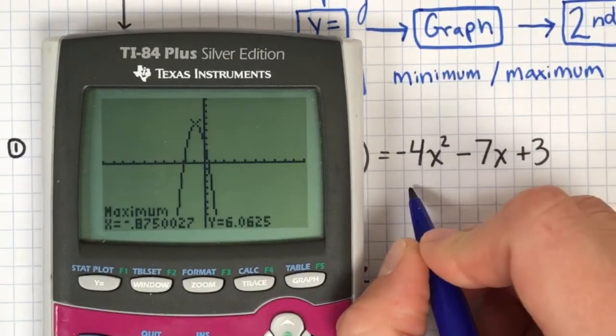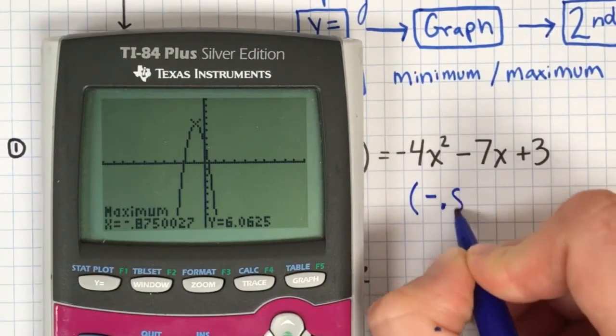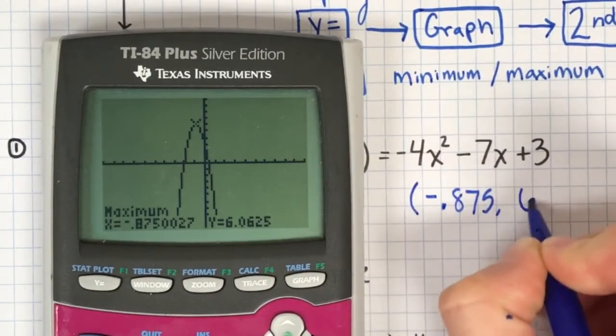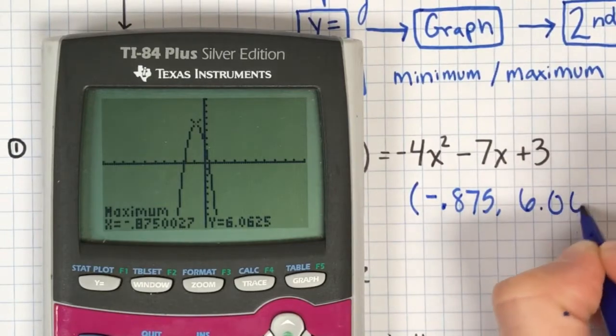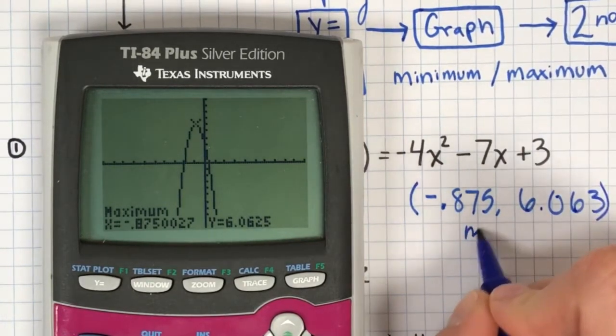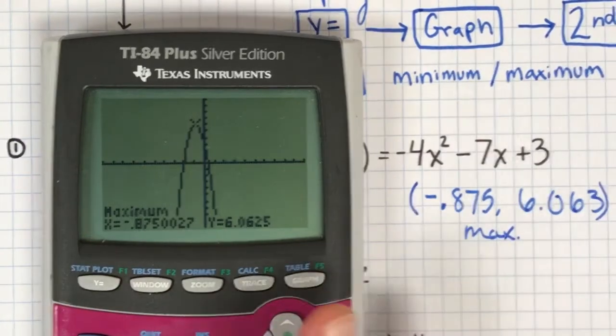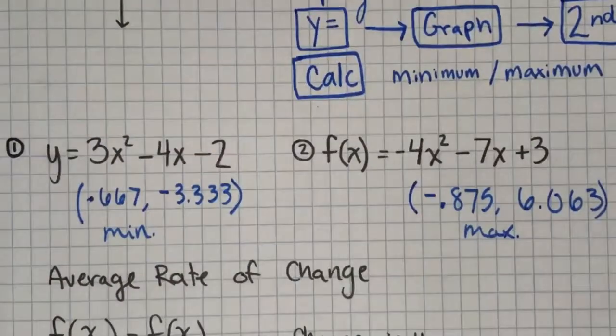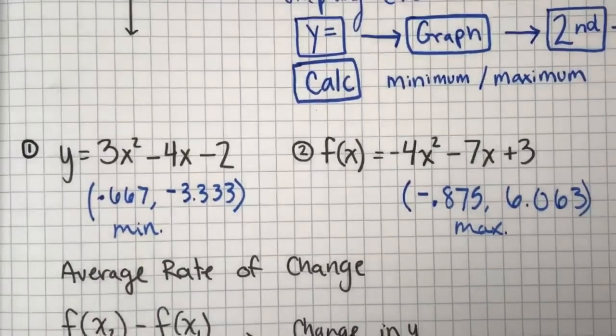And my maximum is negative 0.875, 6.063. Okay, you can also find your minimums and maximums using Desmos.